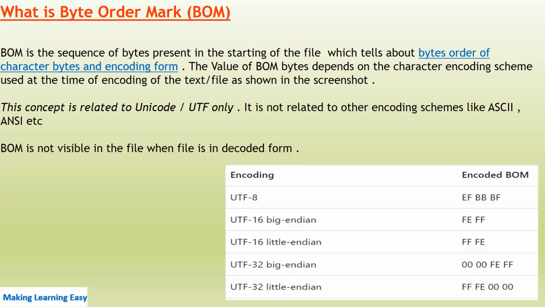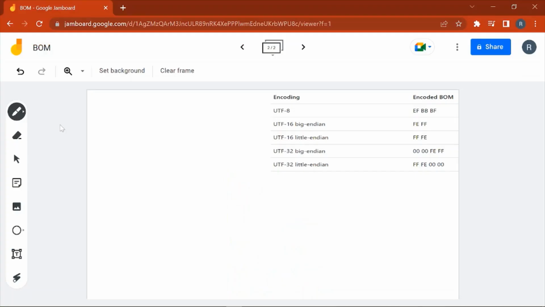So what would be the BOM bytes value? For a particular encoding scheme, we have a predefined BOM bytes value. Like for UTF-8, you will see this value present at the start of the file when you see the hex code of the file. Now let me explain BOM with the help of one example.